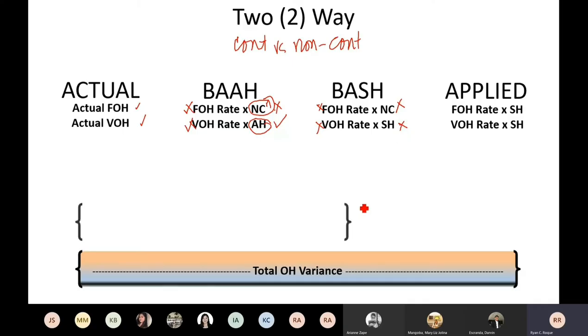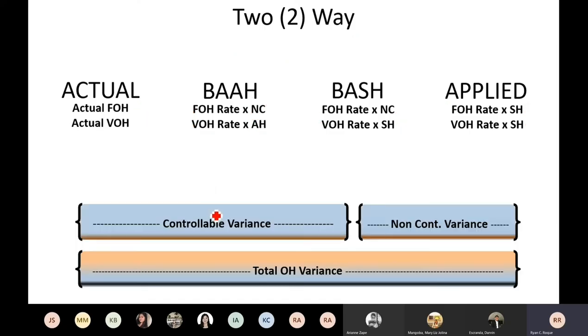Kaya dyan ang hati natin. Ayan. So, lots applied, hindi na rin controllable. Kaya naman, ito yung tinatawag natin na controllable na overhead variance, dito yung non-controllable. Pag tinanong sa exam, magkano ang controllable na variance? I have to compute for actual and BASH. Paano gagawin ko? Hanapin ko yung actual na given na to.